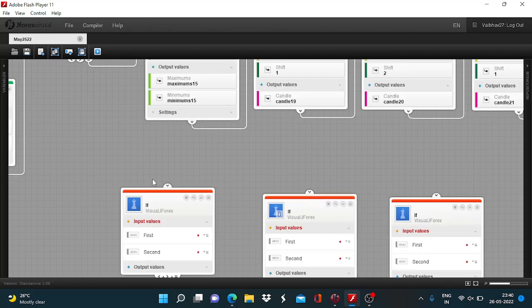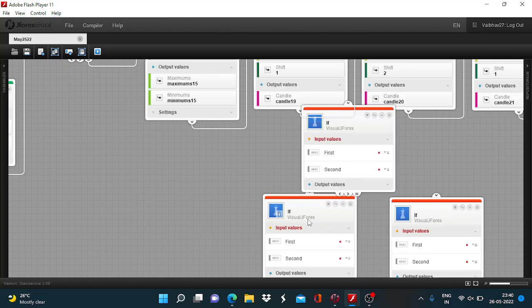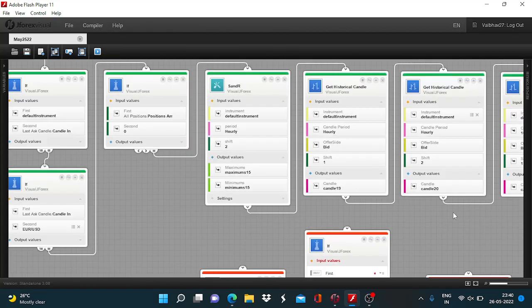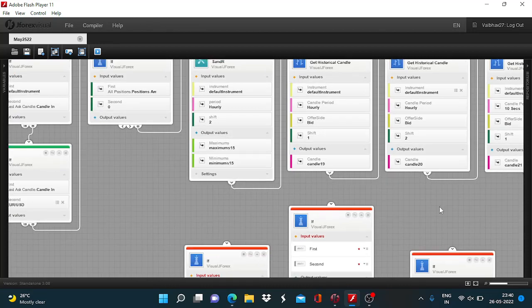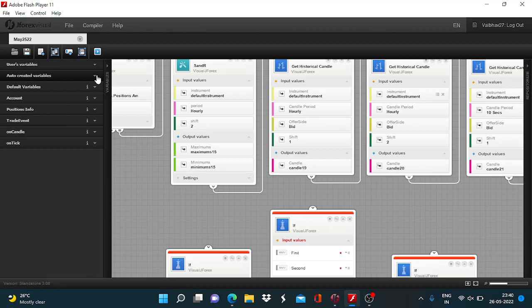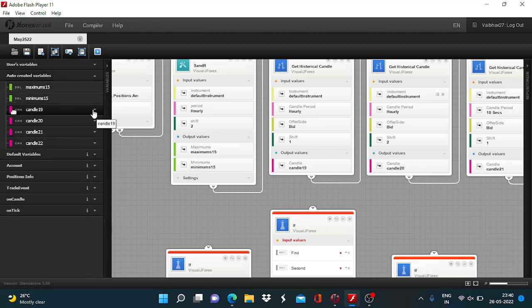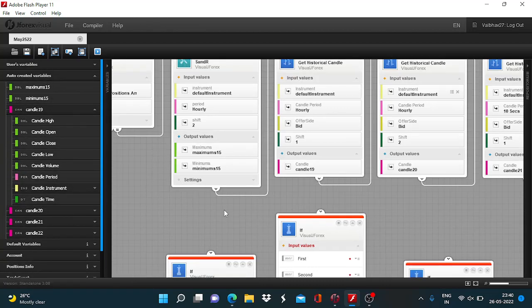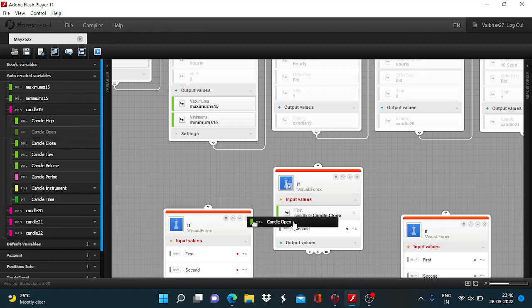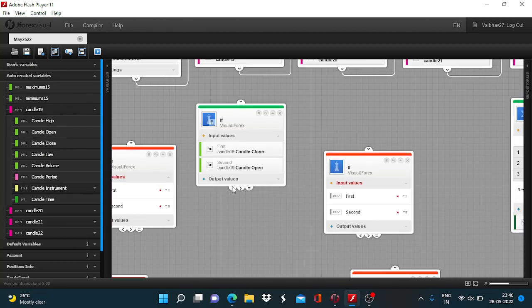We have to look for the candle 19's closing and opening values. So for that, I will take this auto created variable candle 19, which is the last hourly candle. Candle close needs to be less than the candle open. First input less than second input.